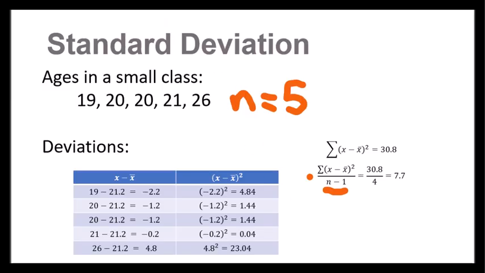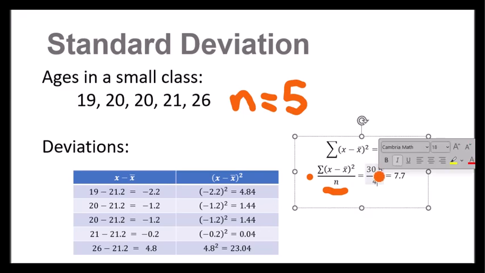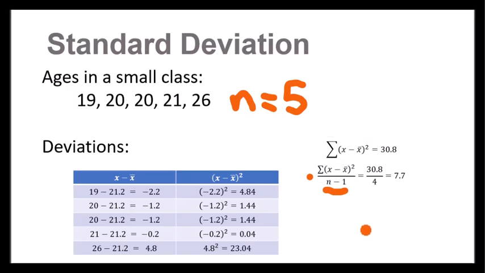But if you had a population of values, if this was the whole population, we would use the population version of this formula, which has not n minus 1, but just an n. If that was the case in this data set, I would divide by 5 here and get a slightly different number. But I'm going to stick with the sample calculation here. So I'm taking that sum of the deviations squared divided by n minus 1, or in this case 30.8 divided by 4. That gives me 7.7.